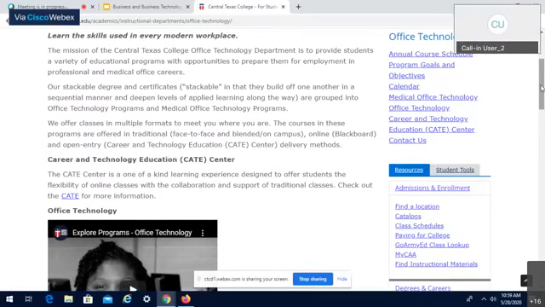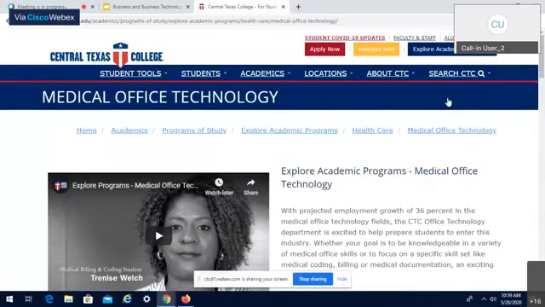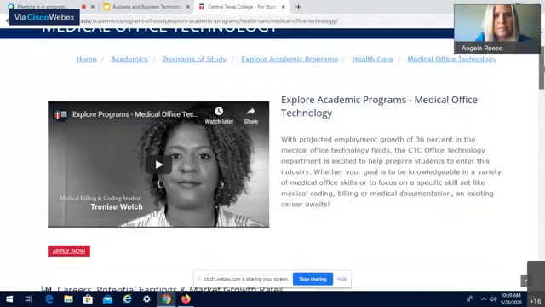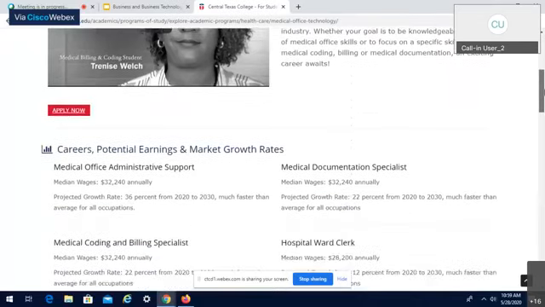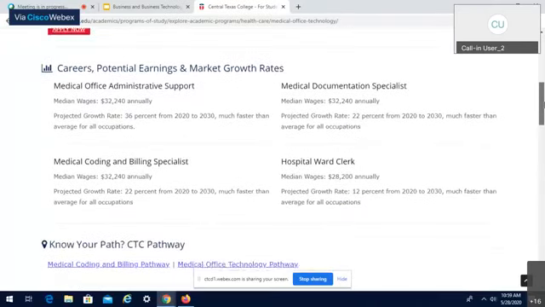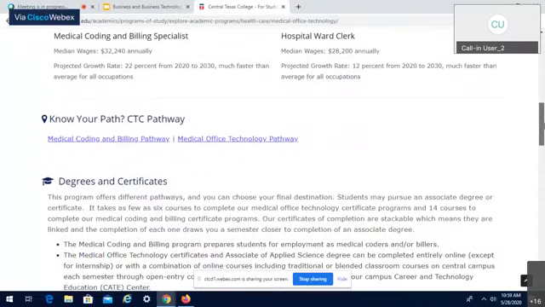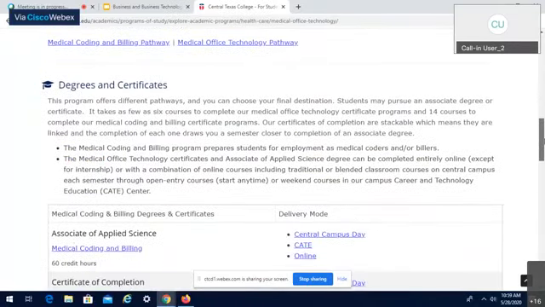How about clicking on the medical office technology right there? Okay. Because I know some people are interested in that, and we do have stackable degrees, just like Dr. Reese had mentioned in her department. We have those as well.